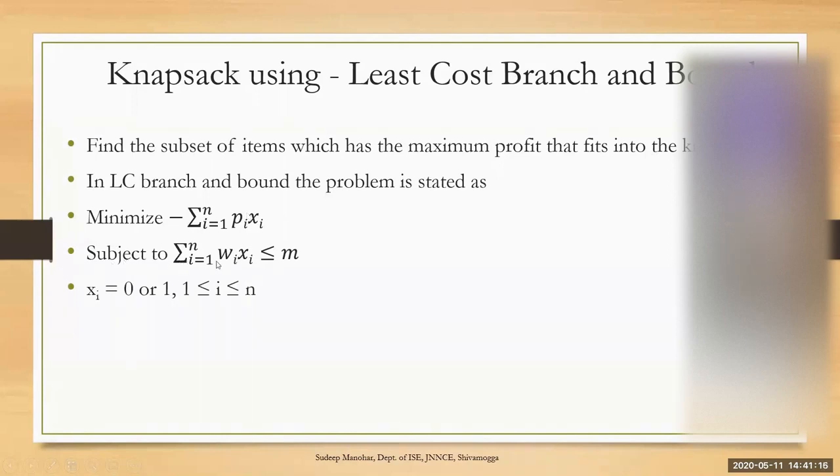Subject to the constraint, sigma Wi into Xi is less than or equal to M. M is the capacity of the knapsack. And Xi is 0 or 1. Xi is 0 or 1 means what? Xi tells whether the item belongs. 0 means the item doesn't belong to the knapsack, and 1 tells that the item belongs to the knapsack.